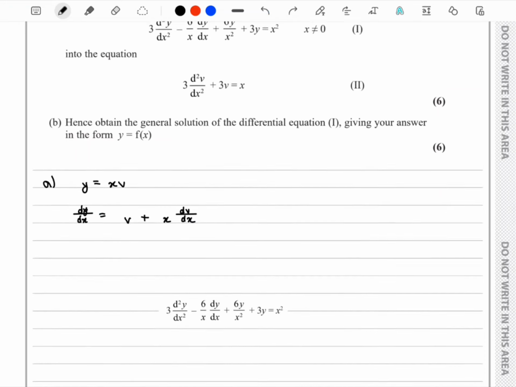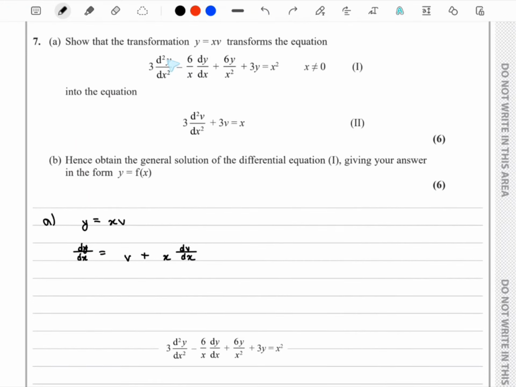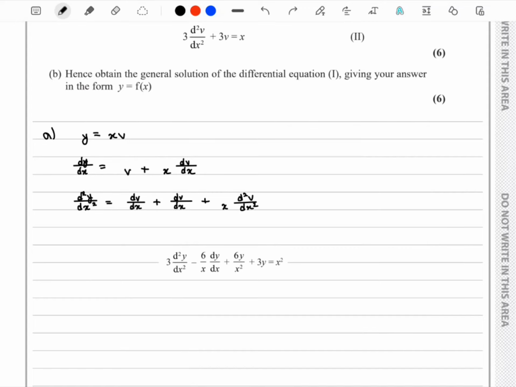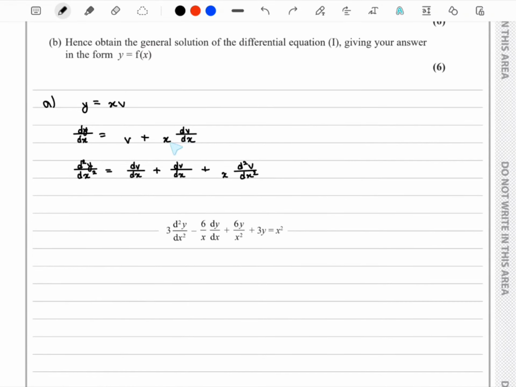Now we also have d squared y by dx squared in this term, so we have to differentiate dy by dx again with respect to x. And here for the second term we use the product rule, where we have the derivative of x, which is 1 times dv by dx, and x times the derivative of dv by dx with respect to x, which is d squared v by dx squared.